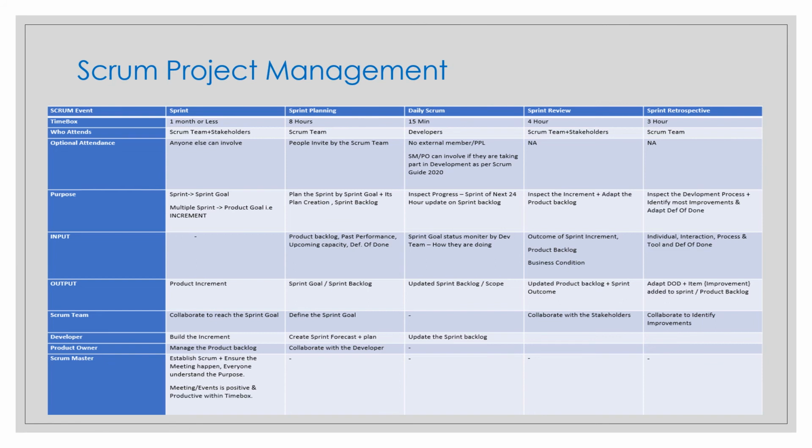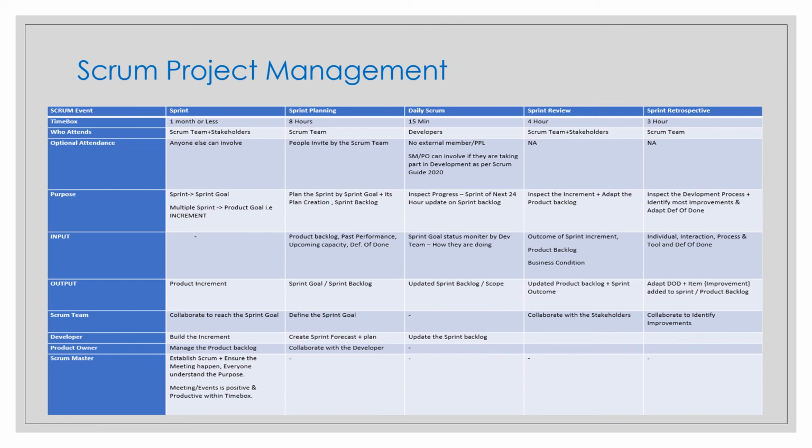Who can attend these? Only in sprint planning can additional people come as optional attendees, no other events, right? And who will be the attendees in the sprint? Definitely in the sprint, because it is the overall container, the Scrum team and the stakeholders. Sprint planning will be only the Scrum team, daily Scrum will be the developers, sprint review will again be the Scrum team and the stakeholders, and sprint retrospective will be the Scrum team.